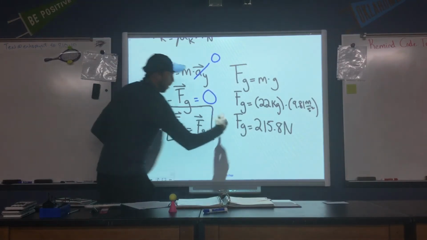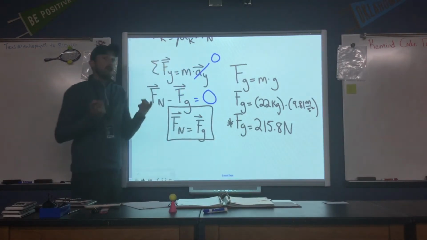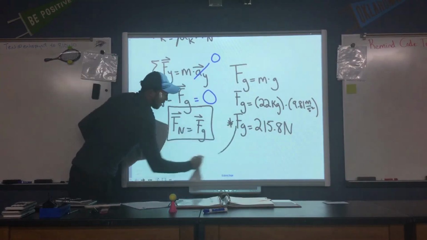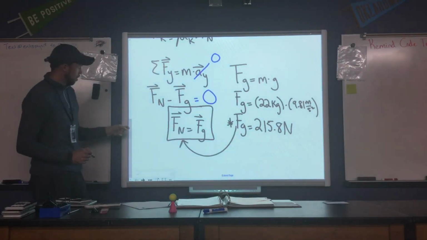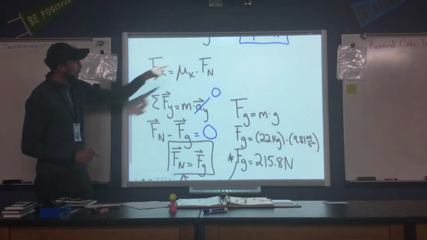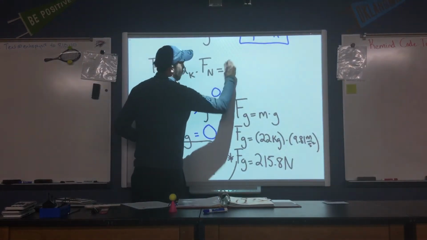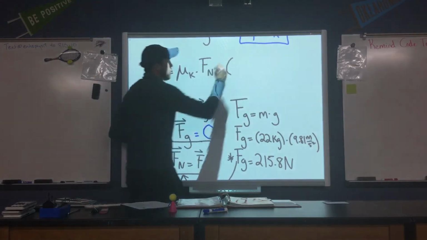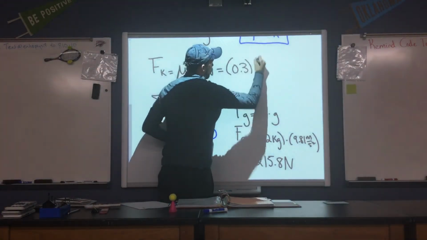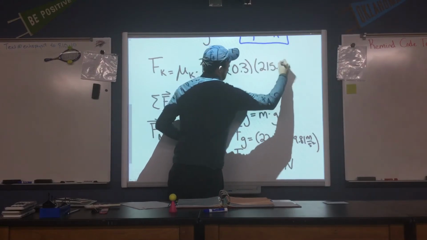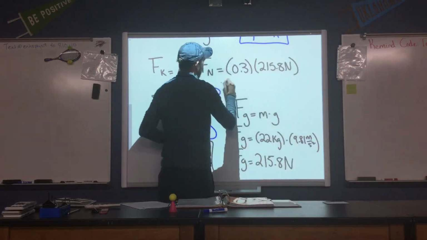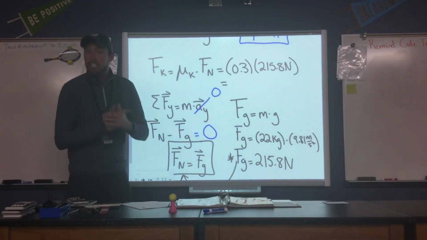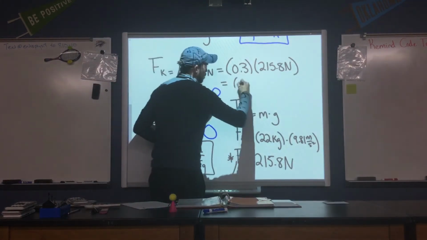So now that we have that force, remember, that's not the force we need. We need the push force. This is the force of gravity, which we've said is equal to our normal force. So now we'll bring that value up here and find my force of friction. Our coefficient of friction here was 0.3. So 0.3 multiplied by 215.8 newtons. We end up getting a value of about 64.7 newtons.